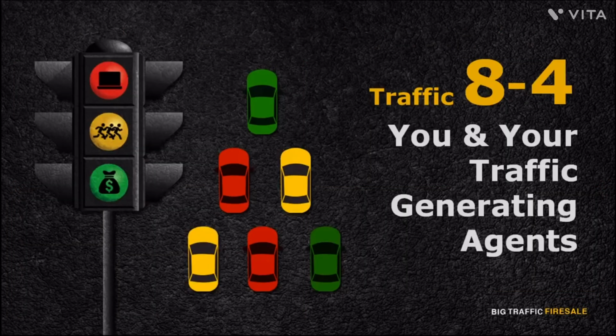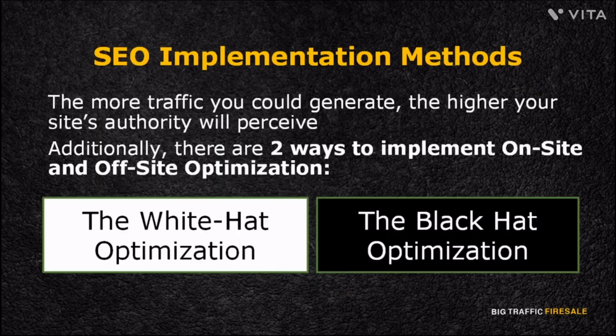What's next between you and SEO as your traffic generating agent? As you can see, the agents are there to assist you in achieving the traffic you want to your site. The more traffic you generate, the higher your site's authority is perceived. There are 2 additional ways to implement on-site and off-site optimization. Meet the white hat and black hat of SEO. They are known as part of the implementation method for you to utilize on-site and off-site optimization.